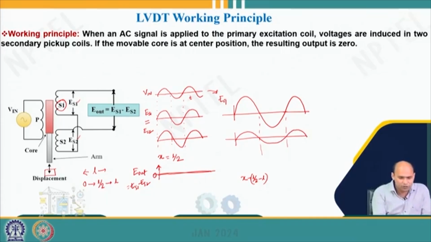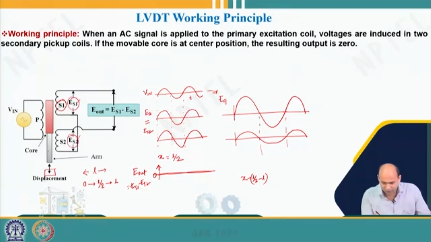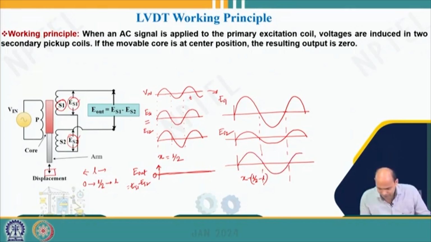Because if the core is moved upwards and is close to S1, then obviously the coupling with respect to S1 will be more than S2, and as a result my ES1 value will be more than ES2, is it not? So if this one is my ES1 and this one is ES2, then if I take the difference, that is ES1 minus ES2, it will be something like this. So this one is your E out.